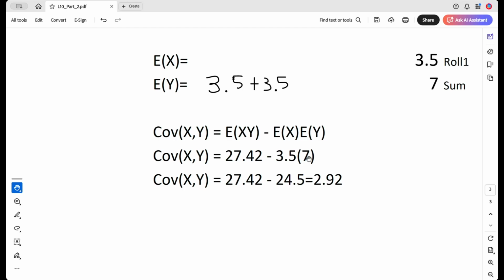So the covariance, expected value of xy minus e of x times e of y, is 27.42 minus 3.5 times 7. 27.42 minus 24.5 is 2.92. So it's 2.92.